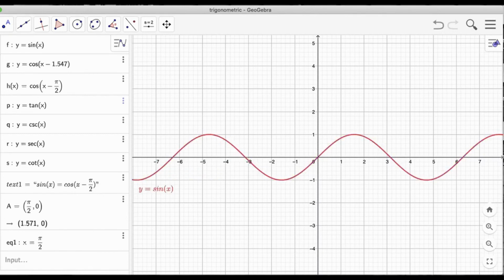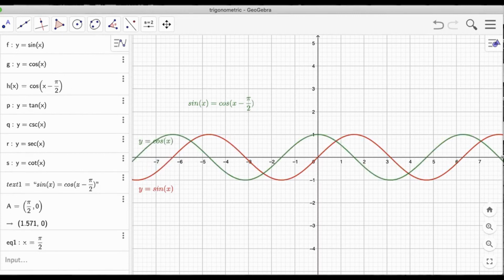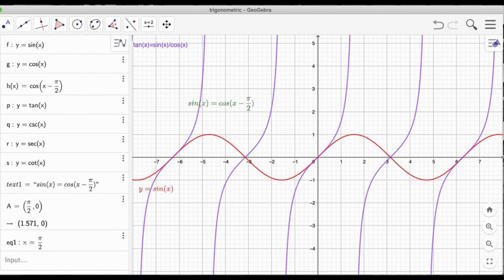And you have thus your first trigonometric identity: sine x equals cosine of x minus pi over 2. Let me put the cosine back to the normal cosine x, because we need it for some other things. Okay, so we'll erase on the left this 1.547 to have the cosine of x. Another function we have besides sine and cosine is the tangent. The tangent is the quotient of sine divided by cosine.